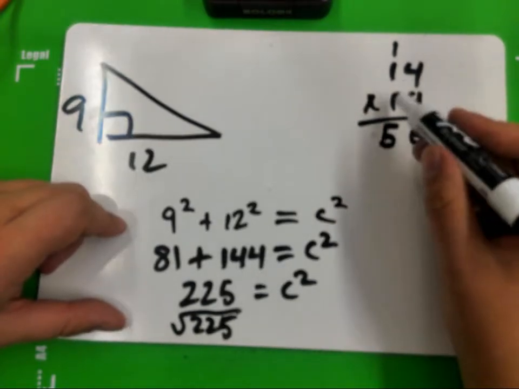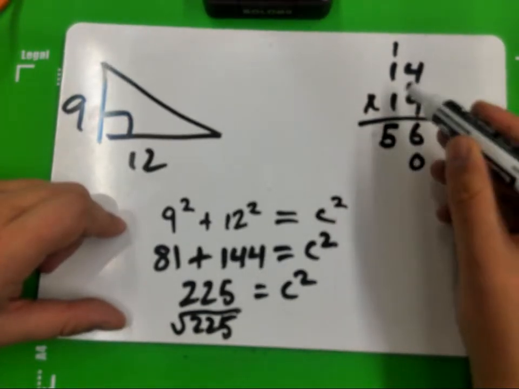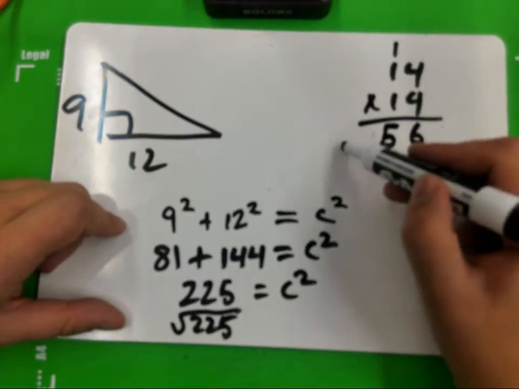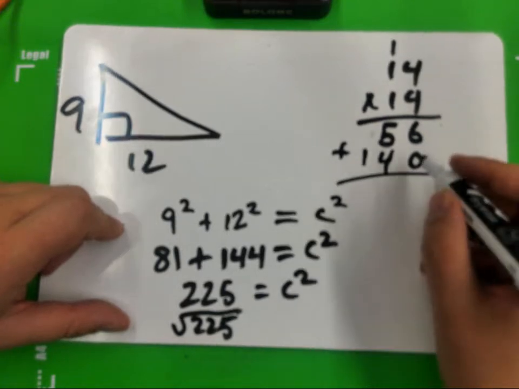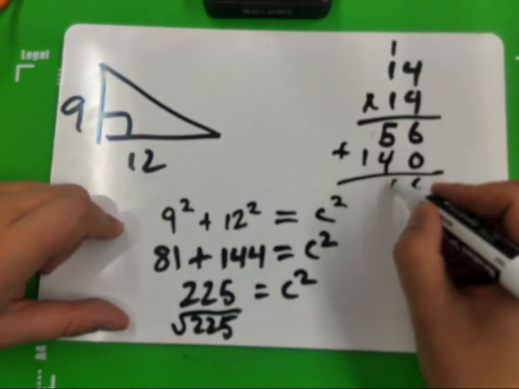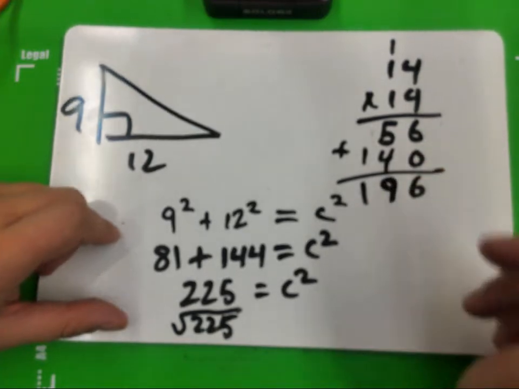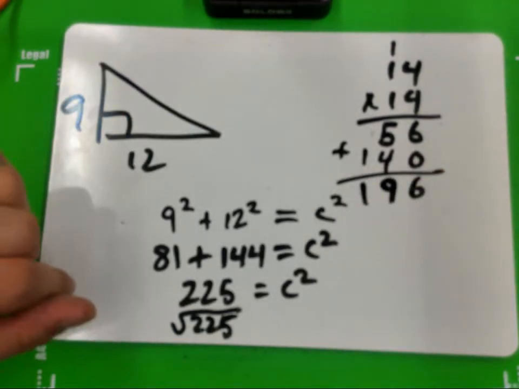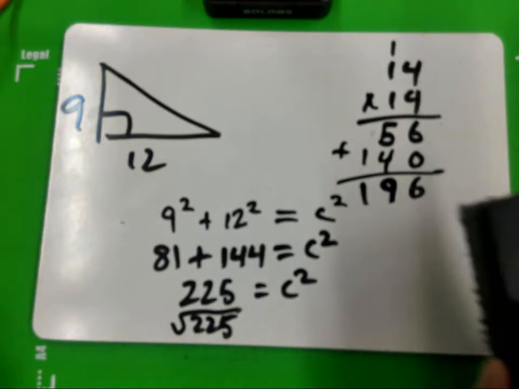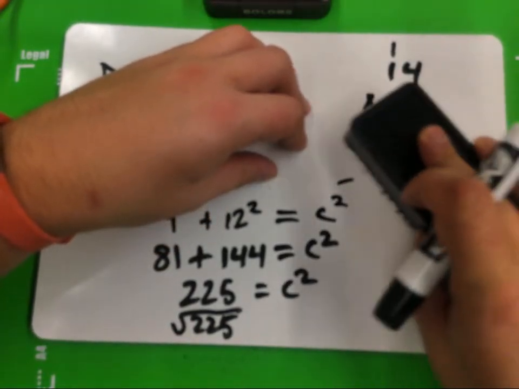Okay. Now, we're done with our 4s. We put down our 0. 1 times 4 is 4. 1 times 1 is 1. So 6, 5 plus 4 is 9, and 1. So 14 squared is 196, not 225. That's right. We'll try again. Let's try 15 squared.